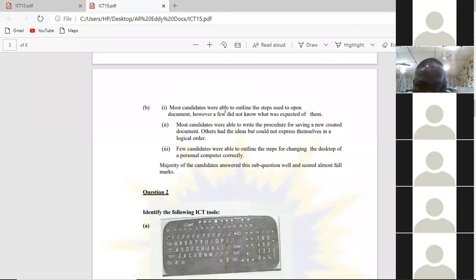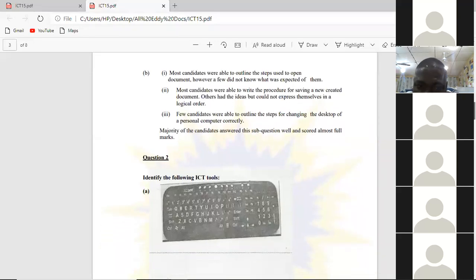Most candidates were able to outline the steps used to open a document. However, a few did not know what was expected of them. Most candidates were able to write the procedure for saving a newly created document. Others had the ideas but could not express themselves in a logical order. So you see the term here, logical order. So the order is very important.